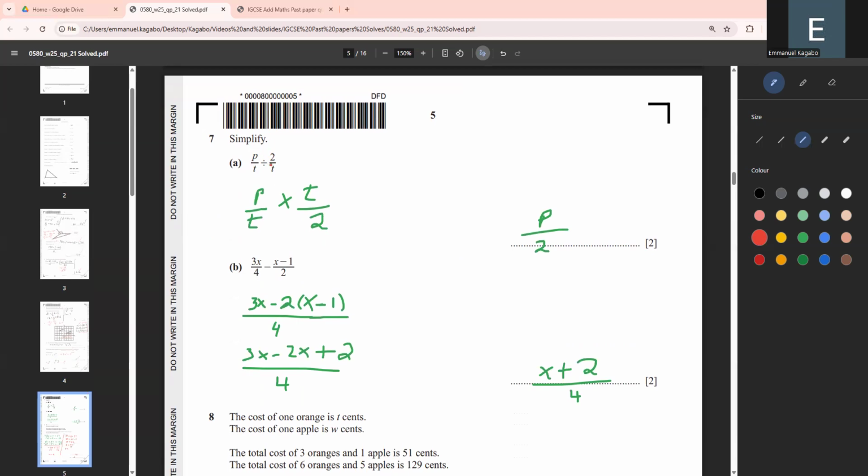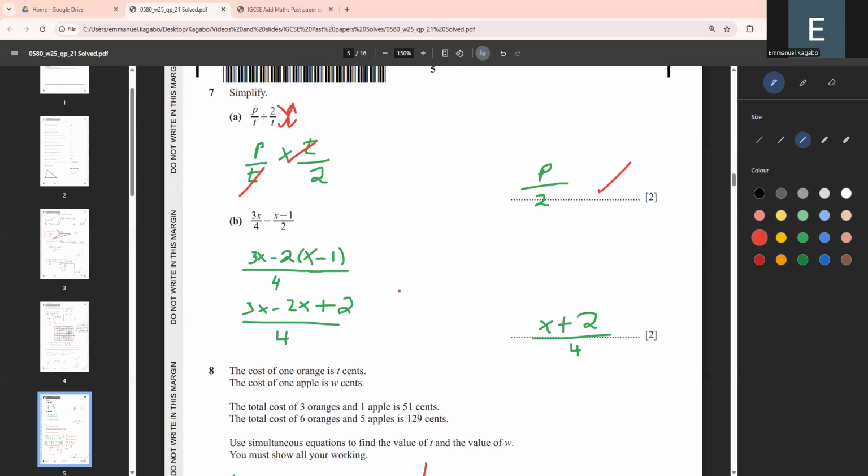So it's P over T times Z. This one goes up, and then this one comes down, then T over 2, and this one cancels out with that. Then I'll get P times 1, which is P. 1 times 2 gives me 2. Okay, now simplify again.